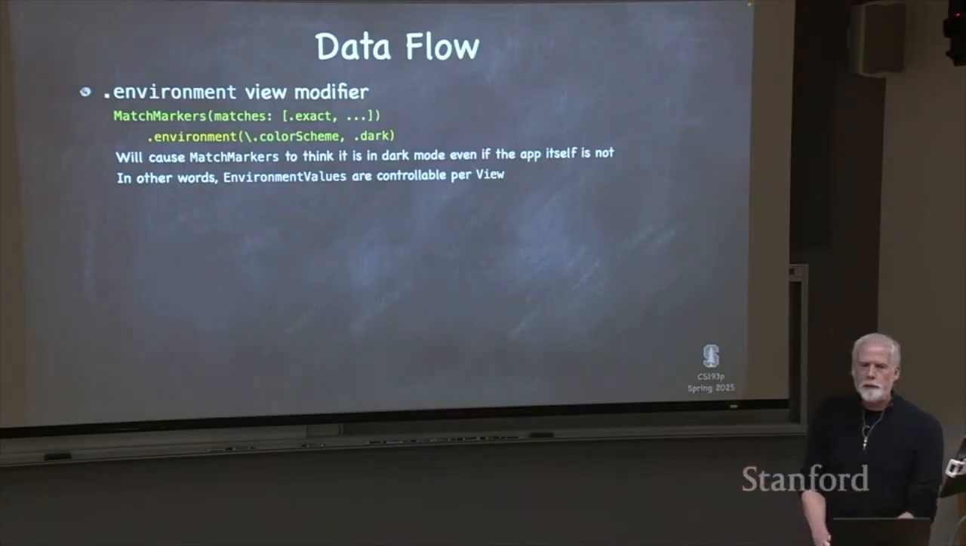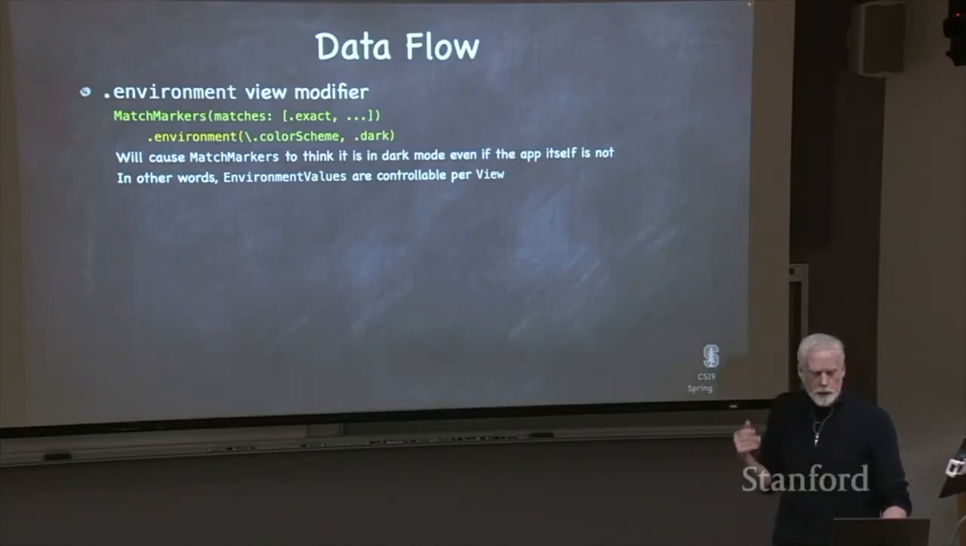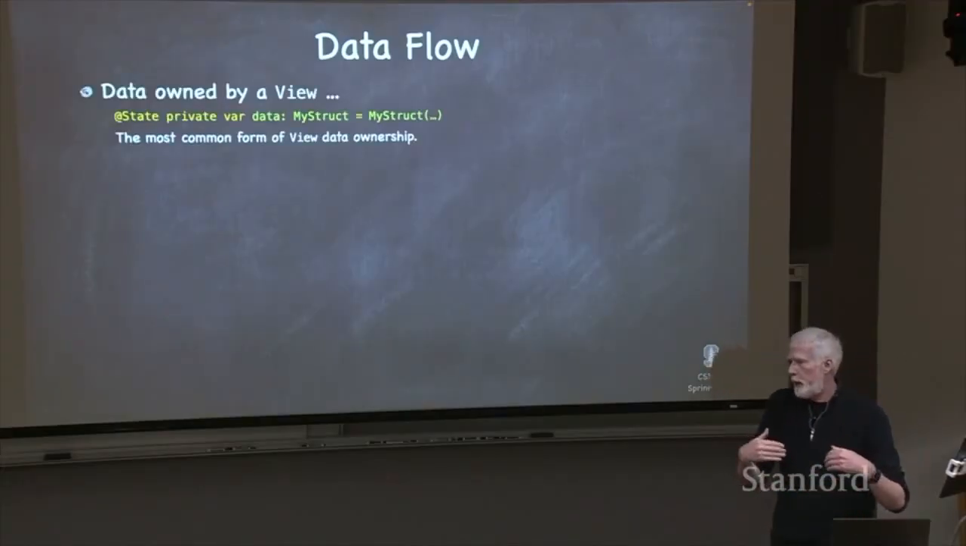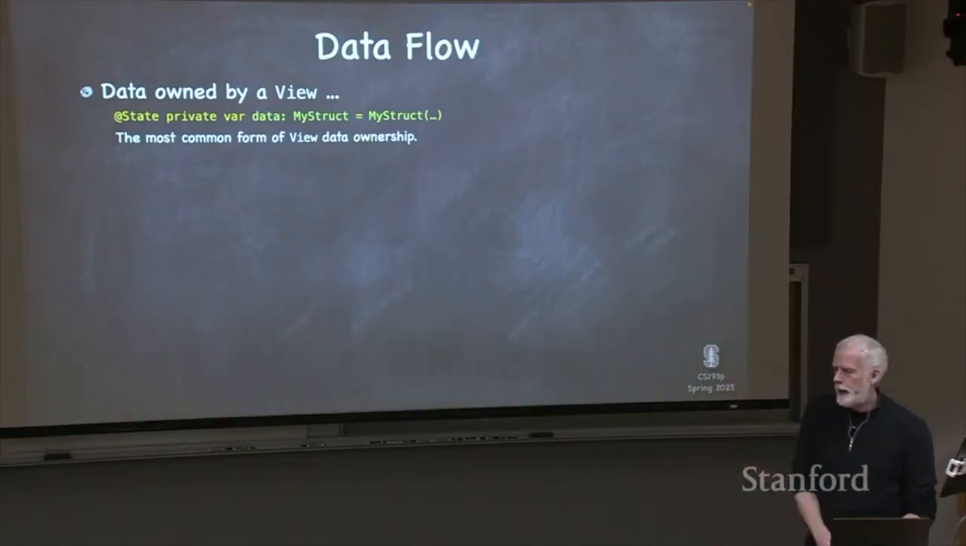Okay? All right, we don't call .environment very much, but we are going to call it a couple of times in this class. You'll see where we use it. All right, let's go to the next. So that's data in. That's how data comes in. Either it's a let or a var or an init argument, or it's environment data coming in.